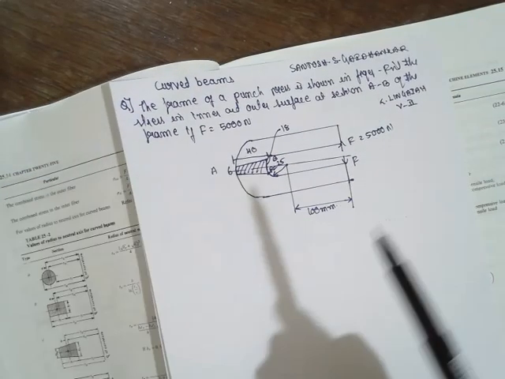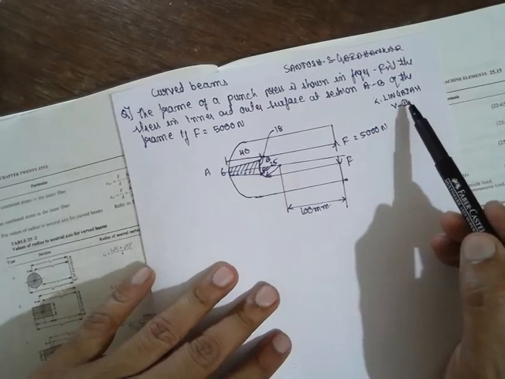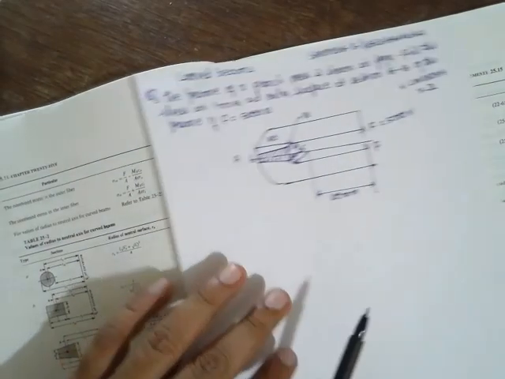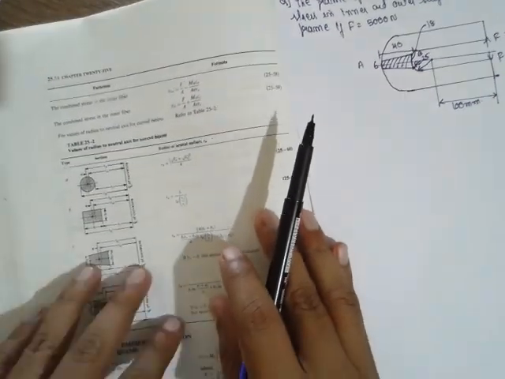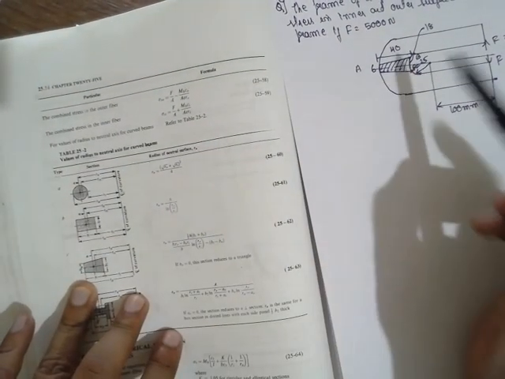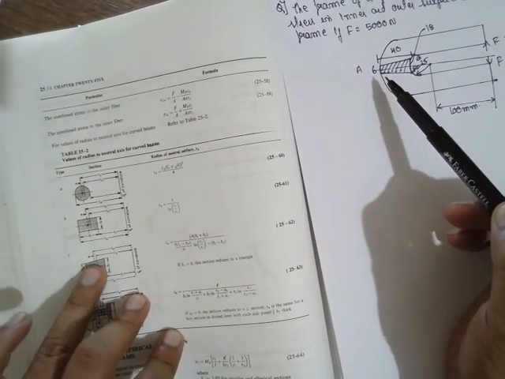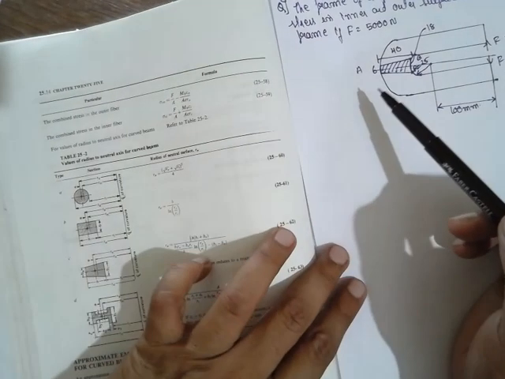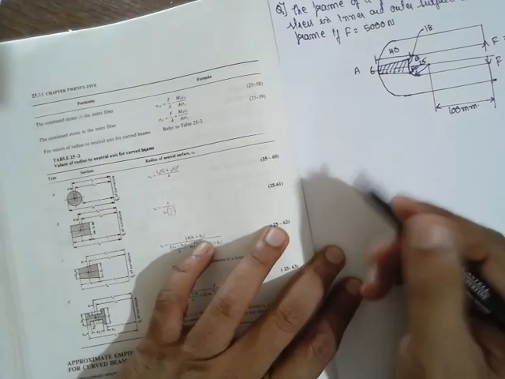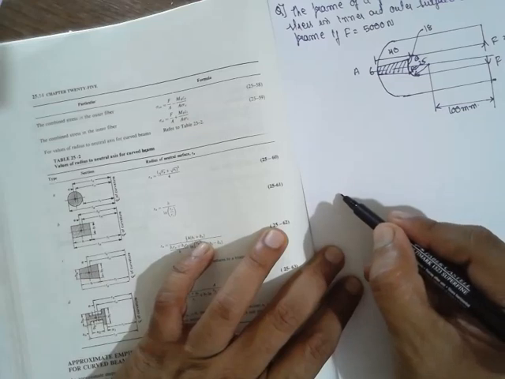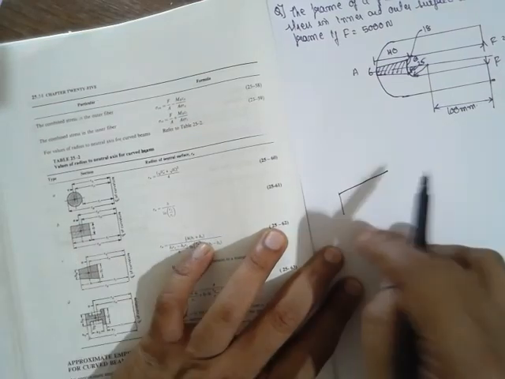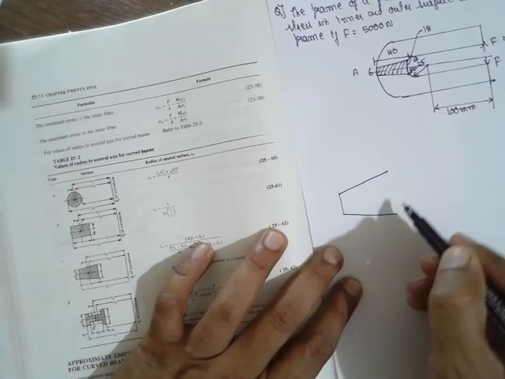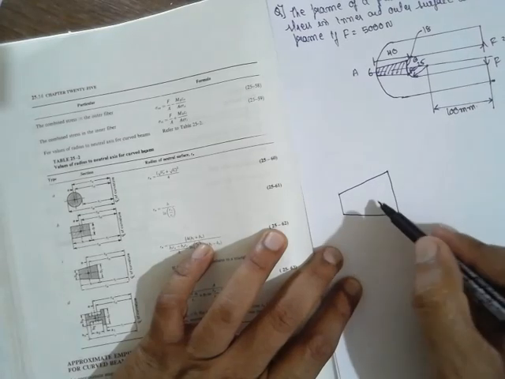Now, I am using the design data book, volume 2. You have to see this page, the curved beam page. You will obtain a diagram similar to this diagram. Draw the diagram over the sheet. In this way, you have to draw it. Whatever the profile is, draw the profile here.